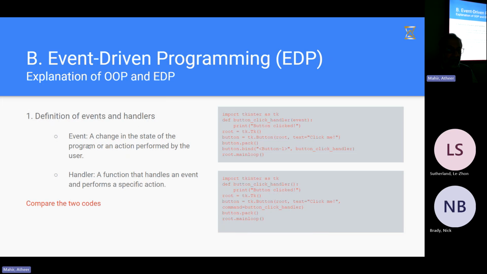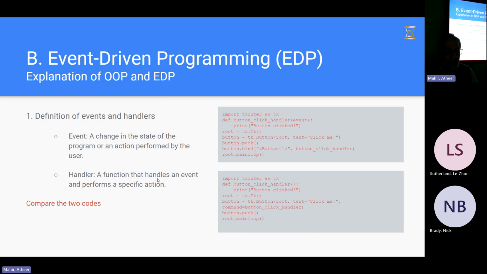Definition of event and handler. An event is a change in the state of a program. Like when you are pressing a button, you are changing the state of that button. Before, it is unpressed, and now when you click on it, it is pressed. So it looks like true and false for that button. If it's true, it will do something; if it's false, it does something else.